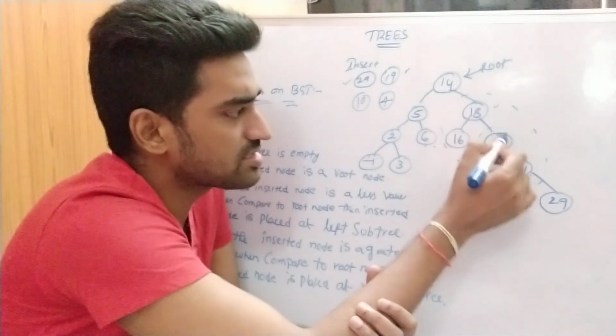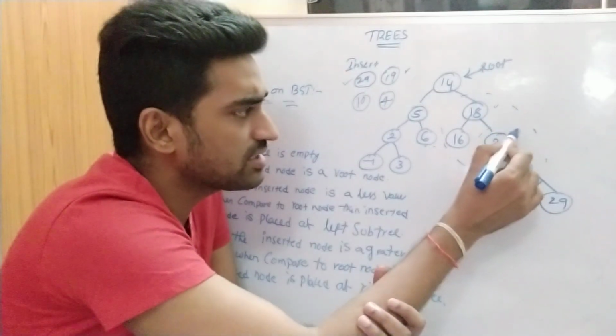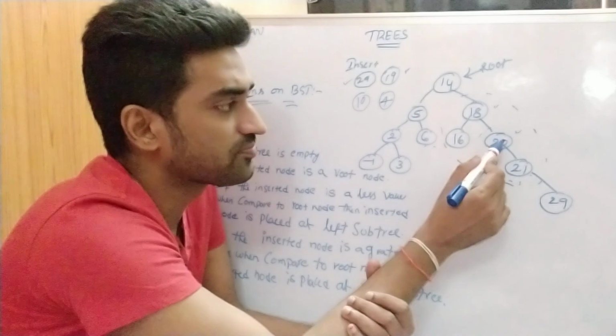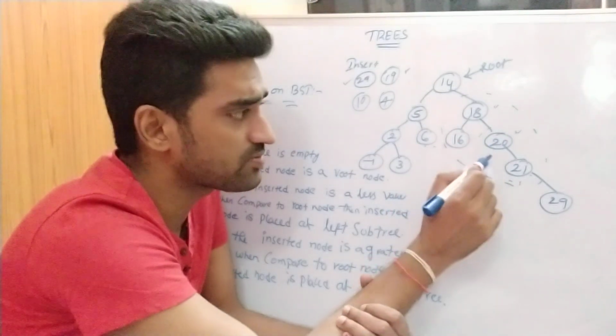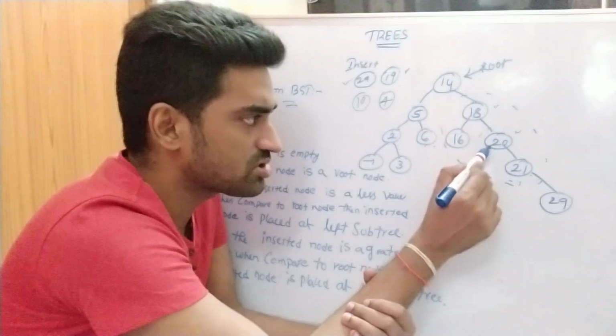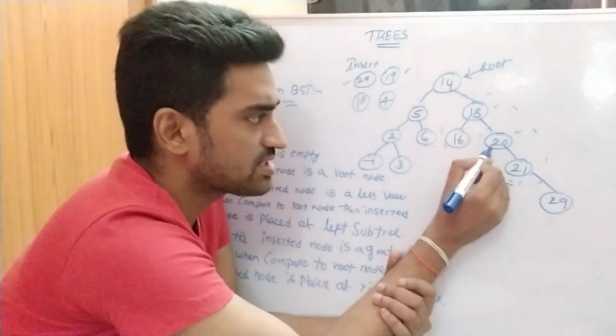But this right position is not vacant, so again it can be considered as the root. When compared to 20, 19 is less value. So that's why we can place it at the leftmost position of the right subtree. The leftmost position is vacant, so that's why we can place it.